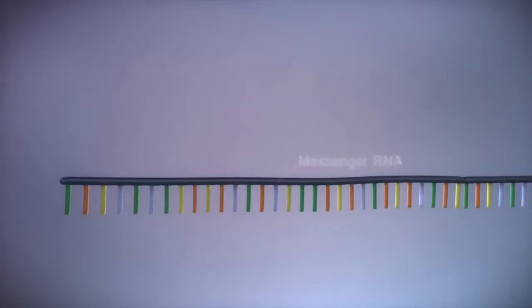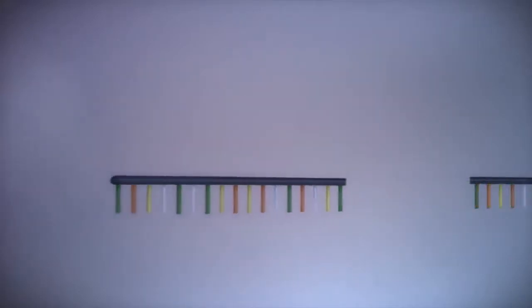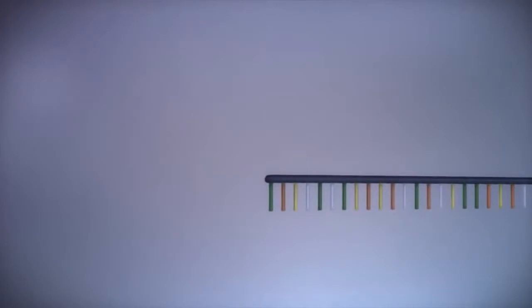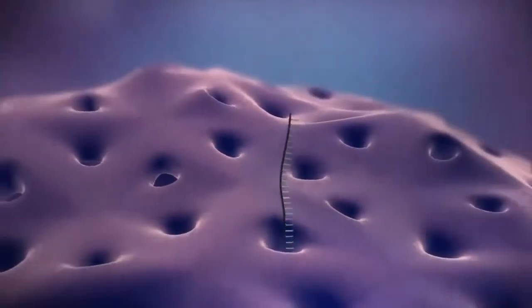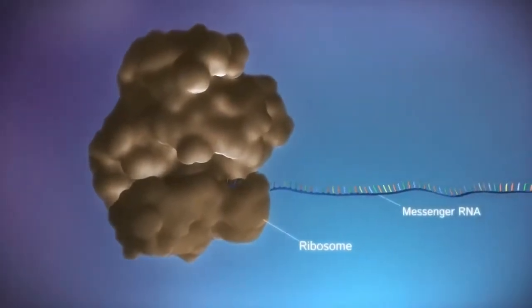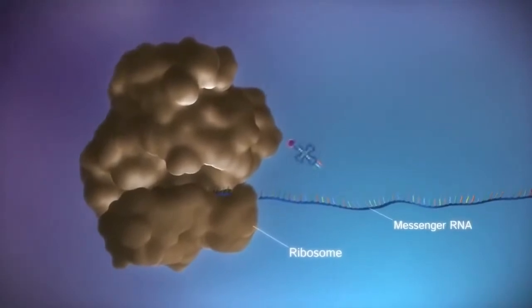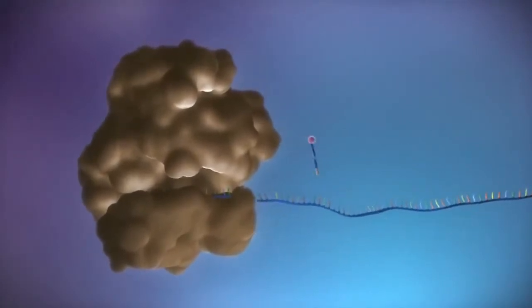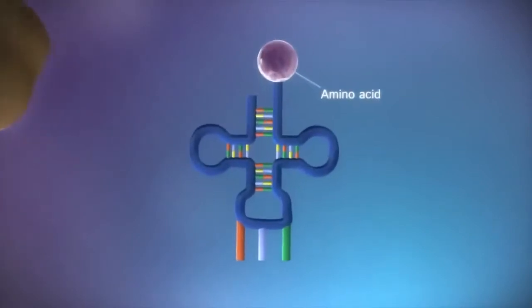Before the messenger RNA can be used as a template for the production of proteins, it needs to be processed. This involves removing and adding sections of RNA. The messenger RNA then moves out of the nucleus into the cytoplasm. Protein factories in the cytoplasm, called ribosomes, bind to the messenger RNA. The ribosome reads the code in the messenger RNA to produce a chain made up of amino acids.